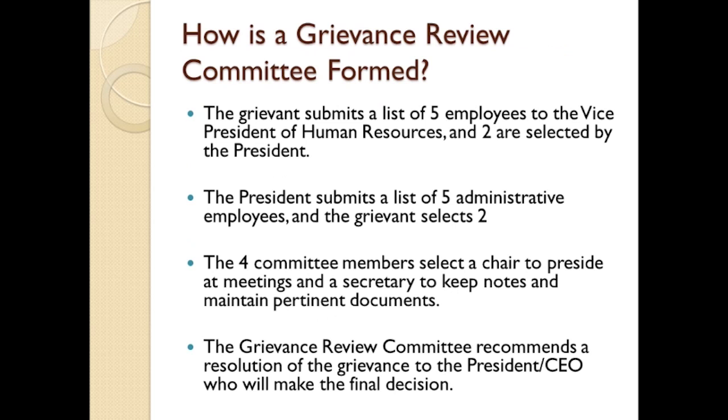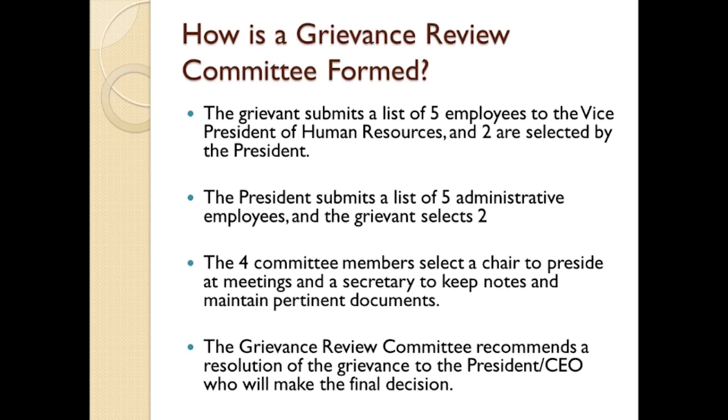If a Grievance Review Committee is requested, a 4-member committee will be formed in the following manner. The grievant submits a list of 5 employees to the Vice President of Human Resources. 2 employees from this list are selected by the relevant administrator, usually the president of the college. The president of the college submits a list of 5 administrative employees to the Vice President of Human Resources. The grievant selects 2 administrative employees from that list.